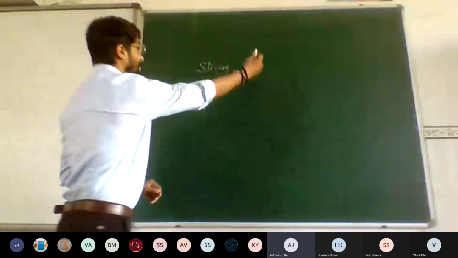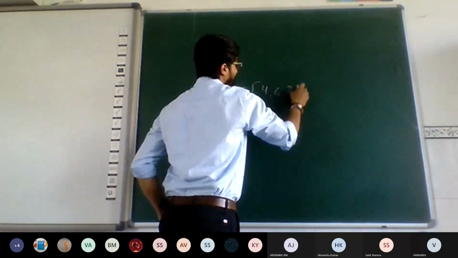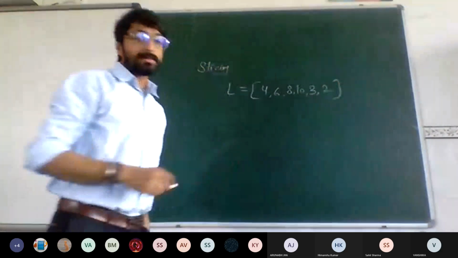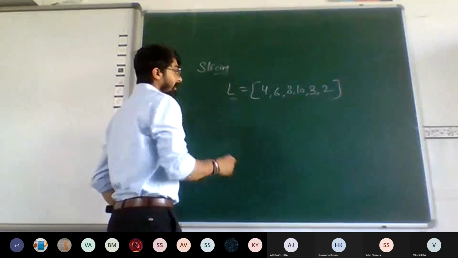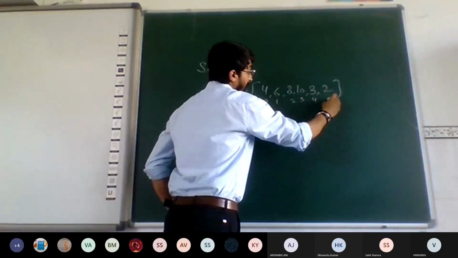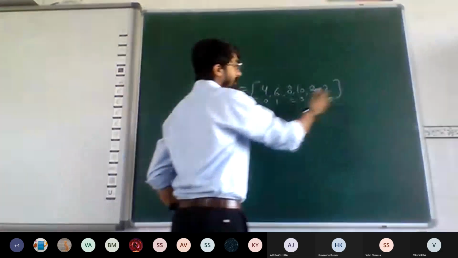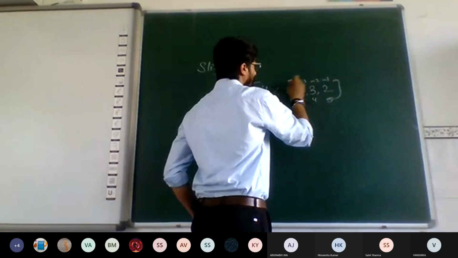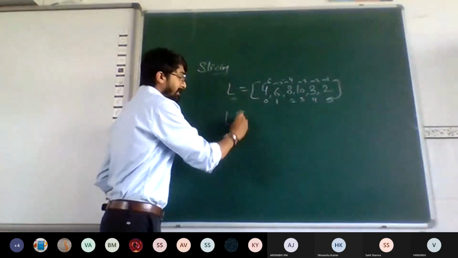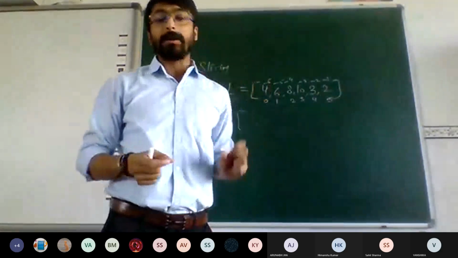Okay. Suppose we have a list with some elements. These are some of the elements present in the list. The list is L. Now, these elements are indexed. We know that lists are indexed. We have two types of indexing, positive and negative indexing. A slice is going to give you a sub part of that particular list.